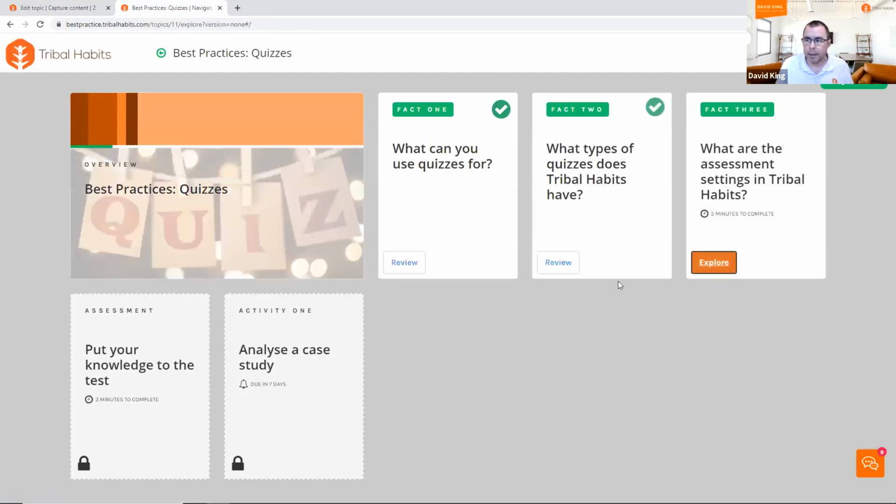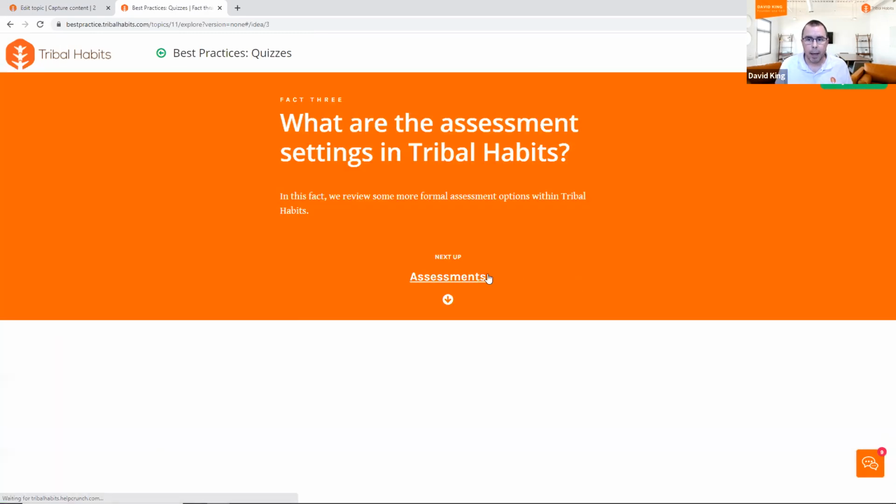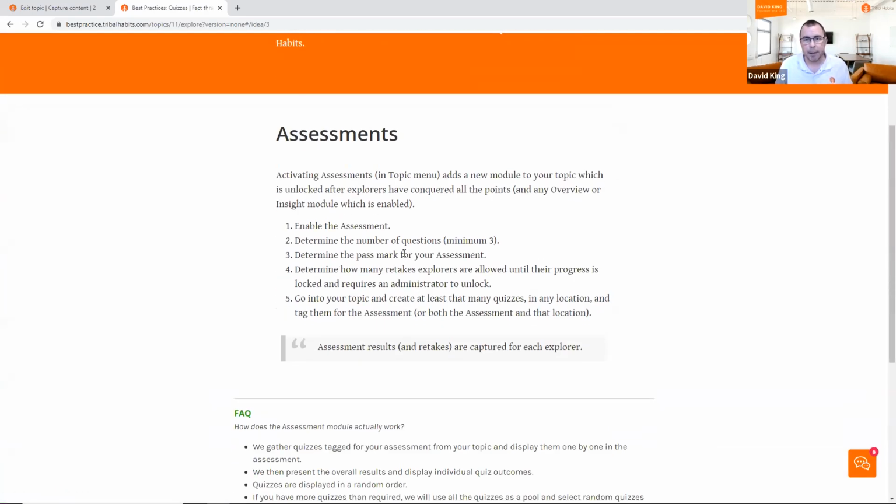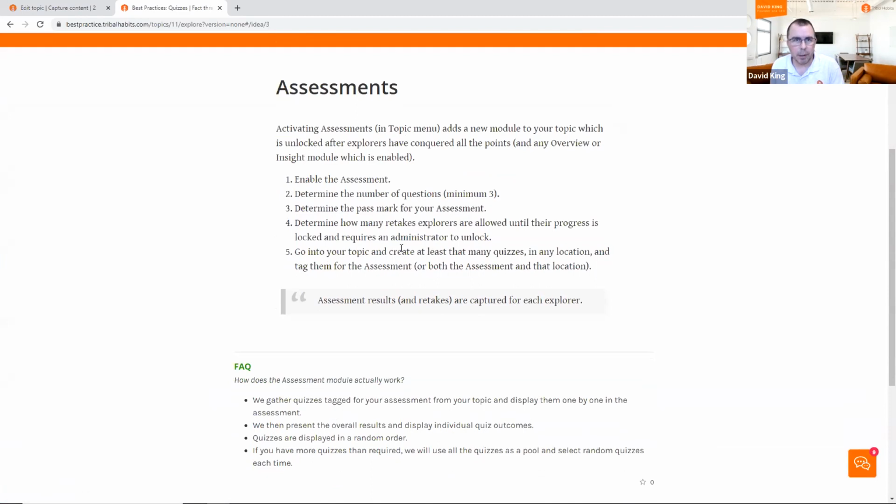I'm going to wrap up today just by looking then at the more formal sorts of quizzes that we can use. And the first one is an assessment. So let me just talk briefly about assessments.